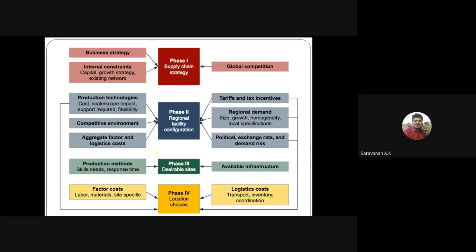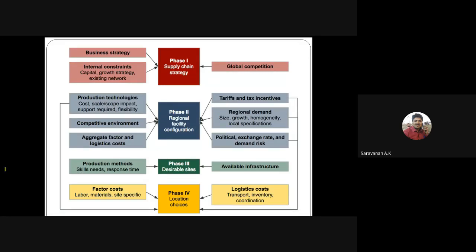So these are the first terms, the conditions. Depending upon the condition, I have to choose either a routine type of supply chain or an emergency type of supply chain. That I have to choose first, and that is the supply chain strategy. In the supply chain strategy, we have three terms.